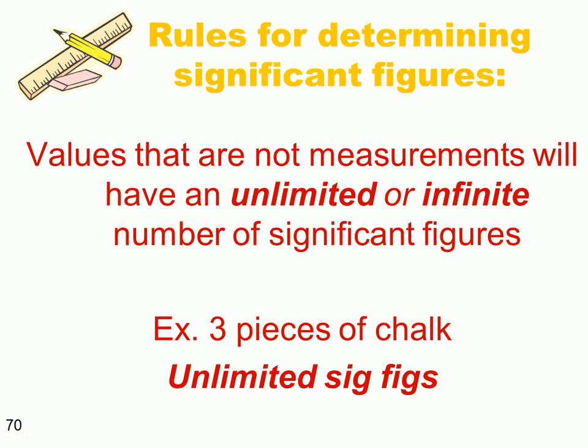We also have the scenario where if you have a number that is not in reference to an actual measurement, that value can have an unlimited or infinite number of significant figures. For example, if I say I have 3 pieces of chalk, well, there are 3. There's nothing uncertain about that. There is exactly 3 pieces of chalk. I didn't have to take a ruler and put it against the 3 pieces of chalk to make sure there are 3. I didn't have to put it inside of a graduated cylinder to measure it. There's nothing uncertain about that. So we would say that this value here has an unlimited or an infinite number of significant figures. That's usually when you're just counting something.